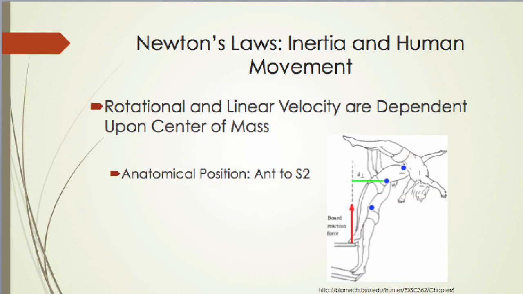So here's a picture of a diver. So we know that in the anatomical position, center of mass is essentially anterior to S2, right? So you'll see there are 3 dots representing 3 different positions of the body as they go through the process of diving off the board. In the first, they're more or less straight up and down, so the dot is perhaps a little bit more forward than just anterior to S2.